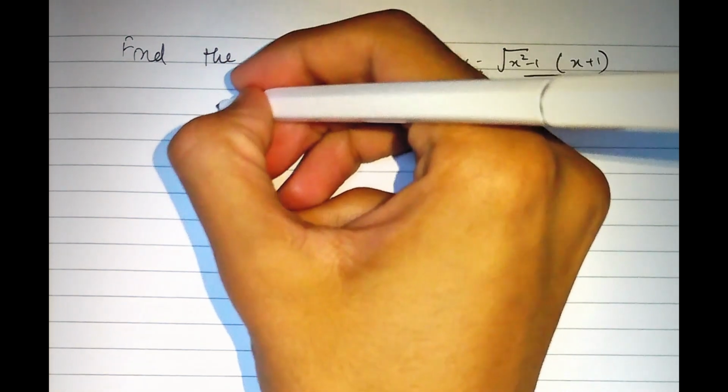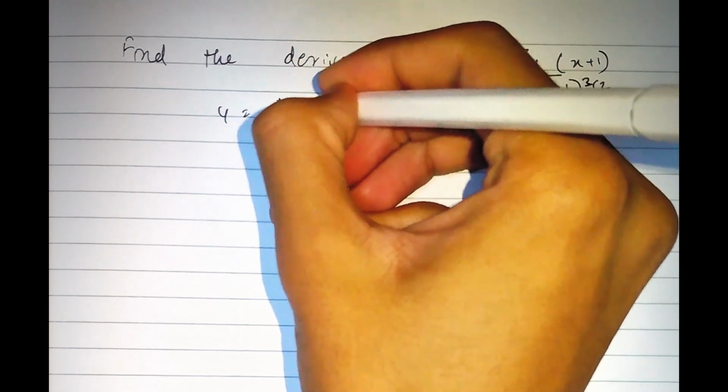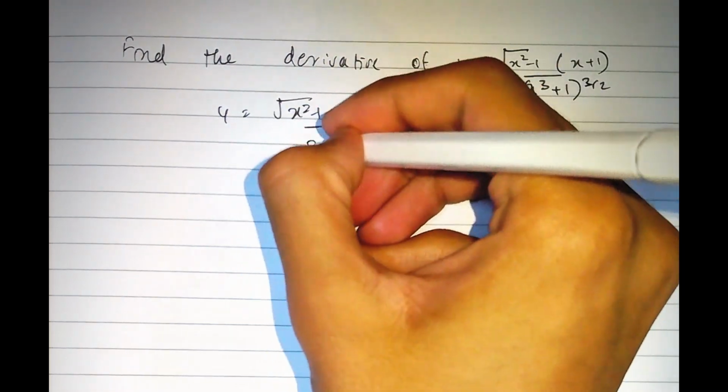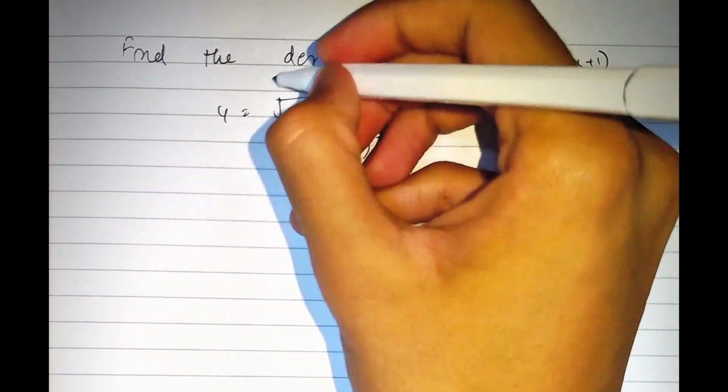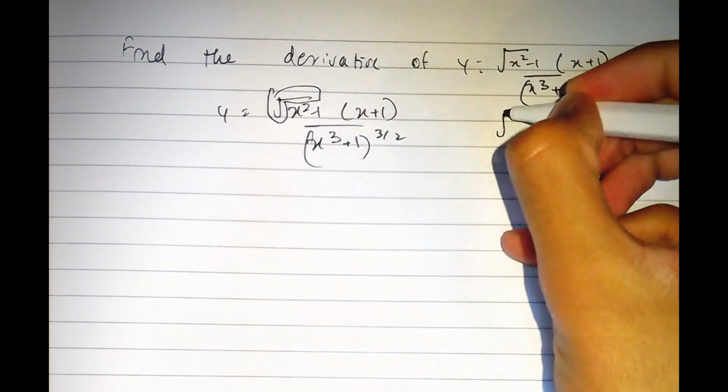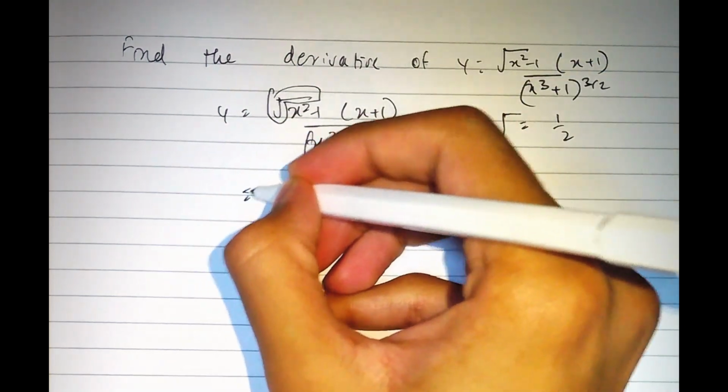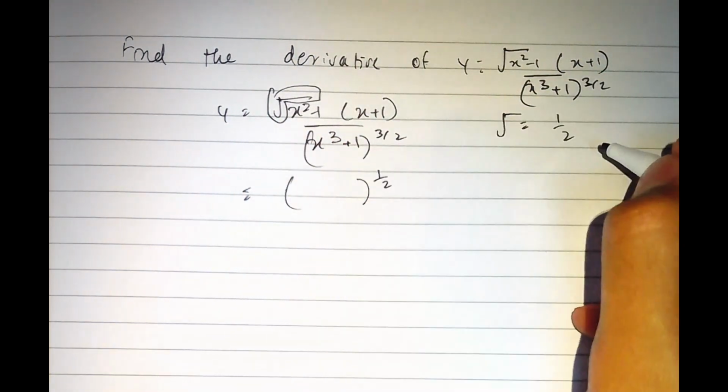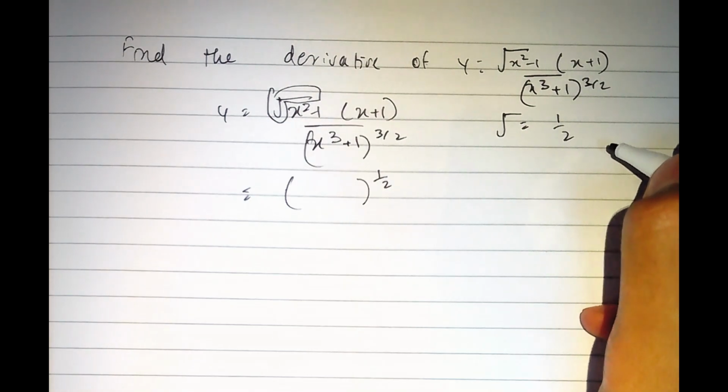First of all, let me write it right over here. So x square minus 1. Of course, we can see that we have a square root right over here, and we know that the square root can be represented by 1 by 2. So we can write 1 by 2. Now I've left a space over here. For what reason? Let me tell you.